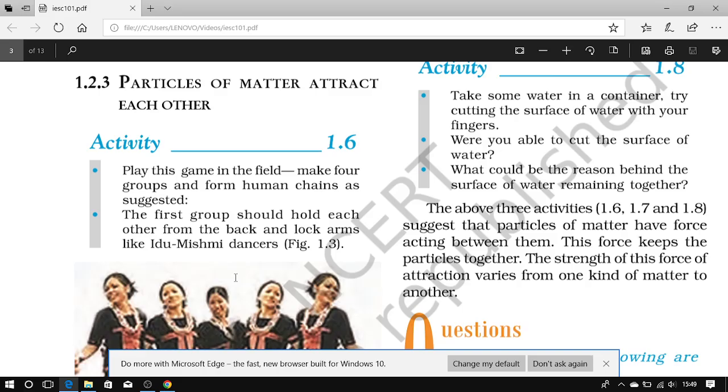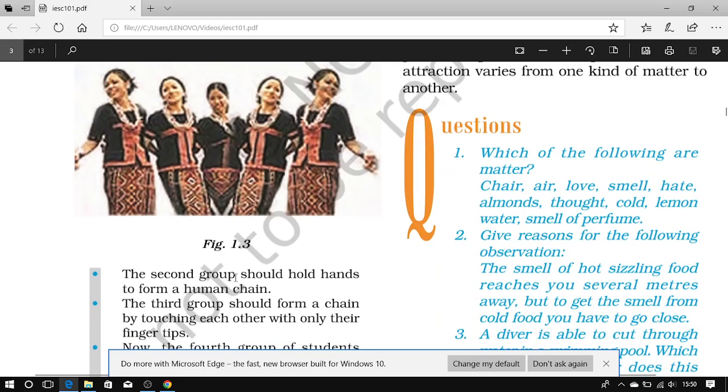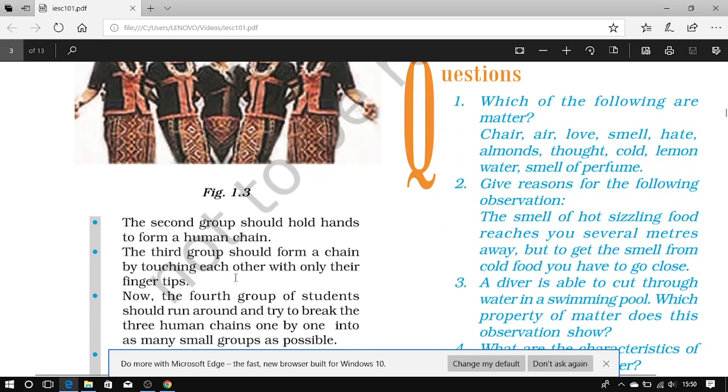The above three activities, 1.6, 1.7 and 1.8, suggest that the particles of matter have force acting between them. This force keeps the particles together. The strength of this force of attraction varies from one kind of matter to another. And question: which of the following are matter? Air, chair, so you can choose it.